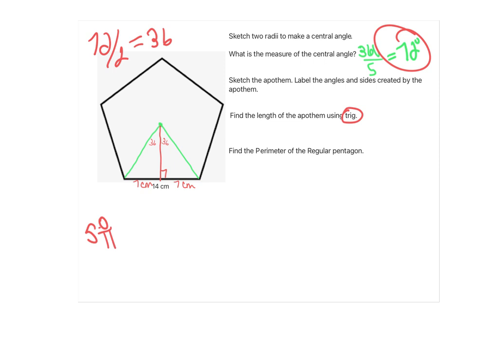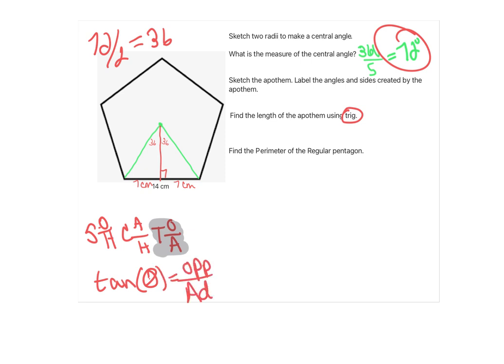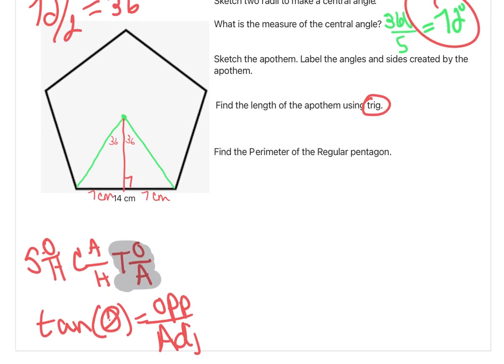So sine was opposite over hypotenuse, cosine was adjacent over hypotenuse, tangent was opposite over adjacent. And when we're doing these with the regular polygons, almost every time we are going to use tangent, okay? So we just need to remember that the tangent of the angle, remember we call the angle theta, is going to be the opposite side over the adjacent side.